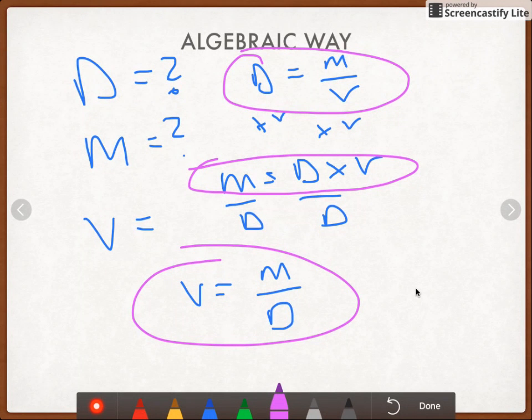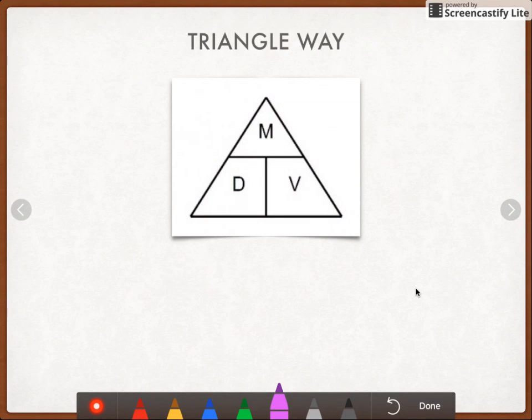There's another way, which I don't like as much because you don't have to think as hard on it, but if you remember this thing called the density triangle, all you have to do is cover up which one you're looking for. So if you're looking for density, cover it up and you get M over V. If you're looking for M, then you get D times V. If you're looking for V, you cover it up, you get M divided by D. And then that is just a quick way to do your equations there.